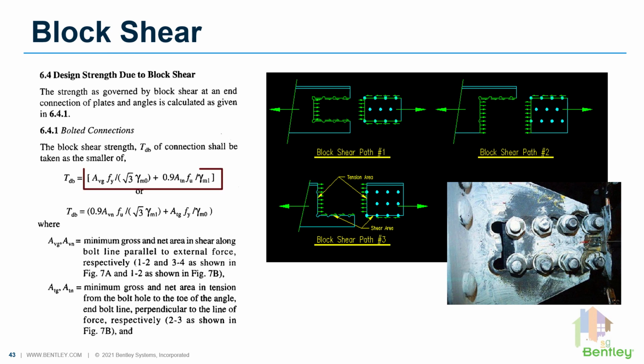First, rupture occurs along the net tension plane and full yield develops along the gross shear plane. The second failure mechanism assumes that rupture occurs along the net shear plane while full yield develops along the gross tension plane. In clause 6.4, these two conditions are mentioned and minimum capacity is considered for the block shear strength.